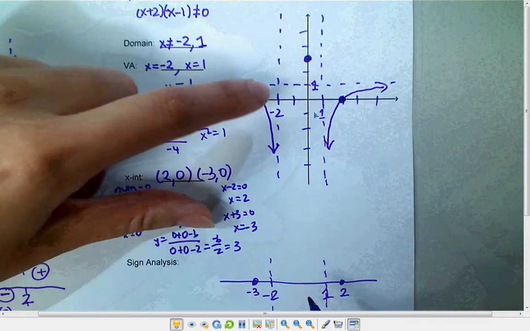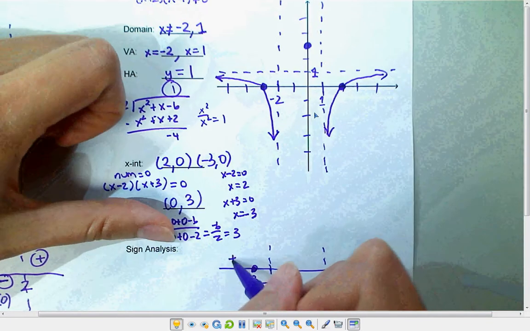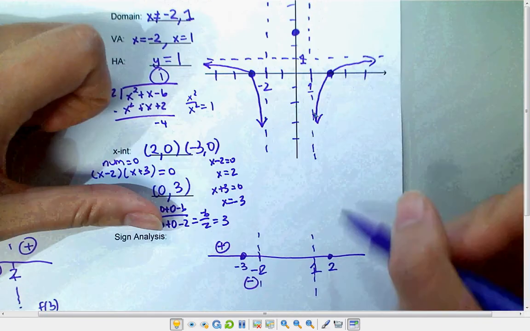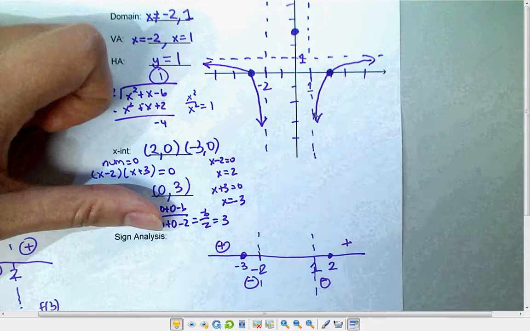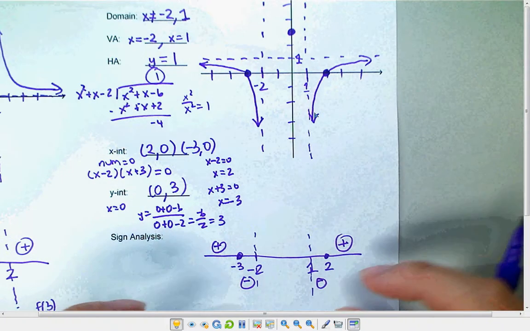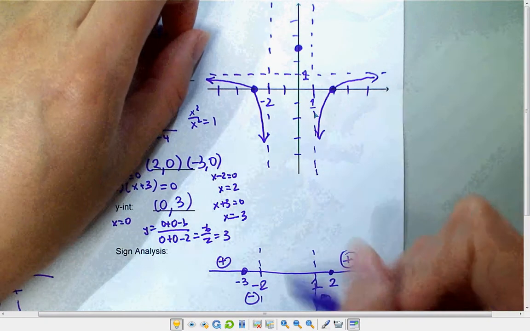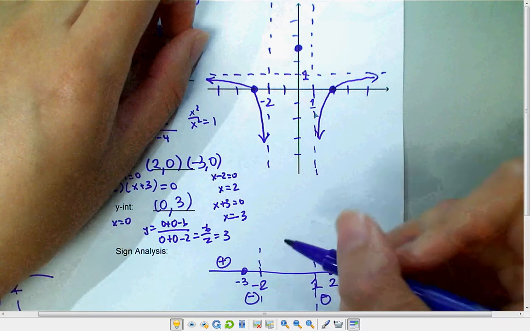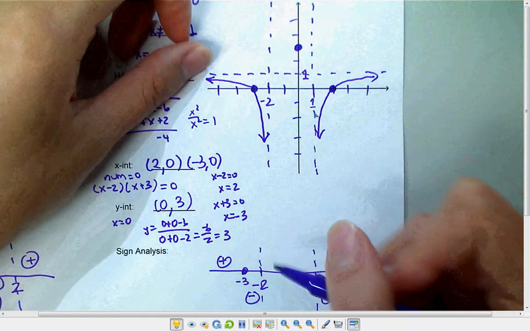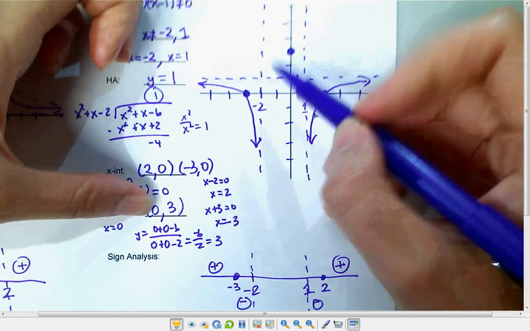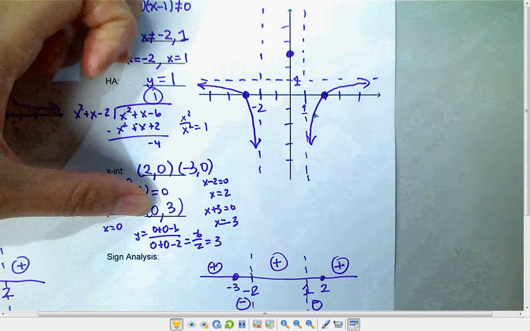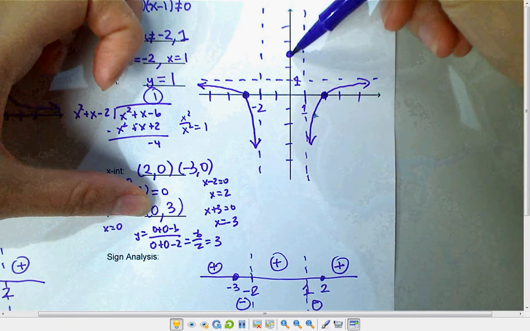So what this means is on this side of the -3, this is positive, this is negative, this was negative, and this is positive. So if you had done sign analysis, it would have given you the same results. Okay, so for the middle part, let's pick a number between -2 and 1. Let's say we pick 0. We know (0, 3) is our point. So this is actually going to be up here as positive because we already have a point up here. We know it's going to be above the x-axis.